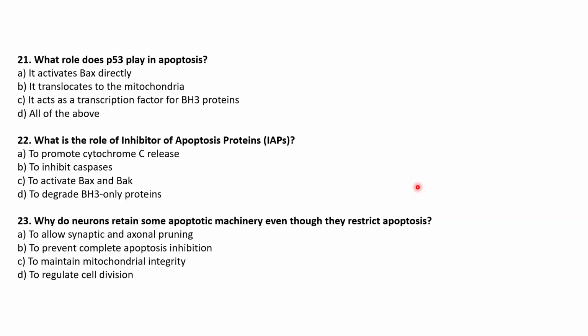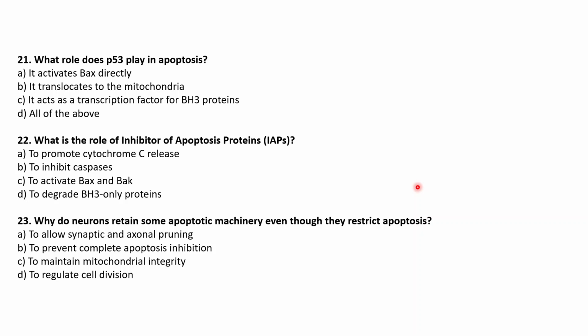Hmm. So the answer is actually A. Okay. So it is not D because neurons don't actually divide. So there's nothing about regulating cell division really here. And B and C are not right because, I mean, it's just not what happens here. The actual answer is A. It's to allow synaptic and axonal pruning.